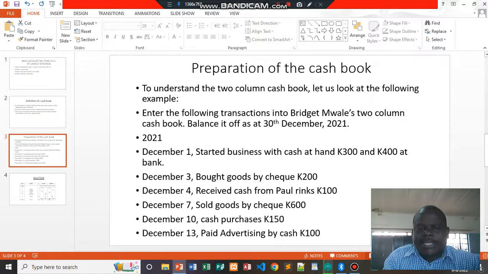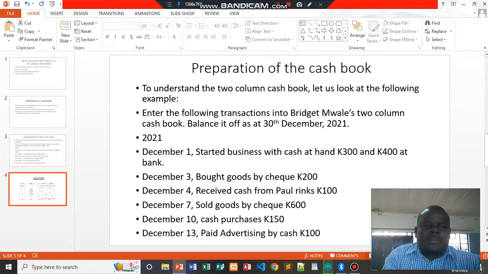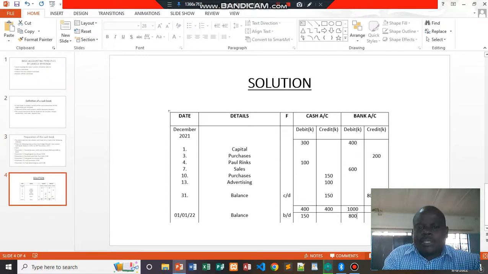So how do we indicate this in our cash book? We have to show in the details column that we have got purchases, and these purchases are affecting the bank account. How are they affecting the bank account? The bank account is giving out. So by giving out, it simply means that the bank account is supposed to be credited to show the releasing of cash towards the purchase of goods.